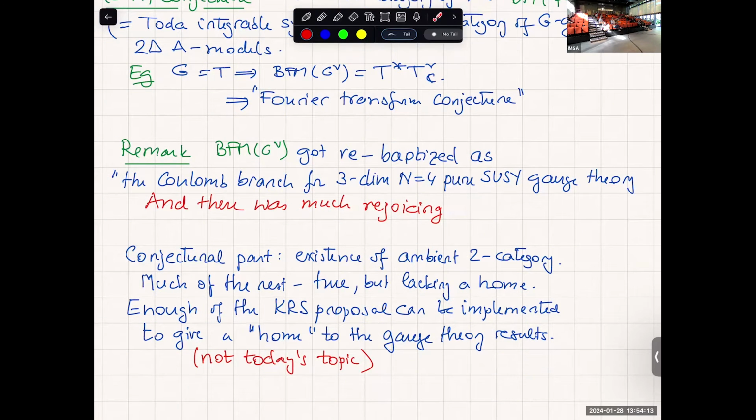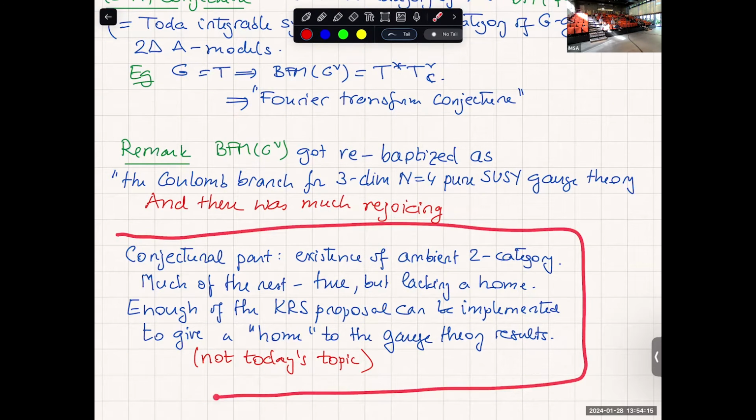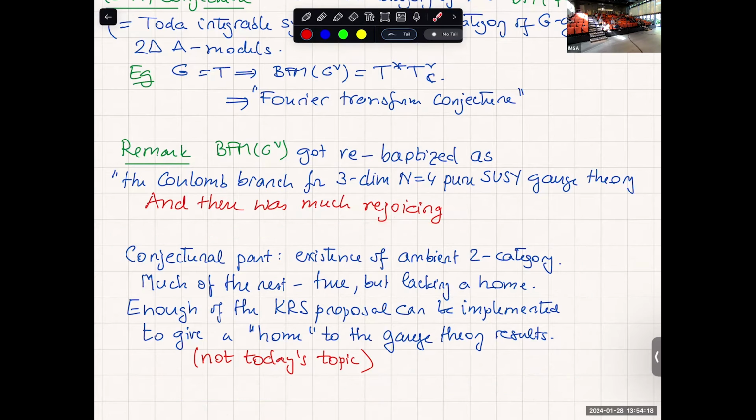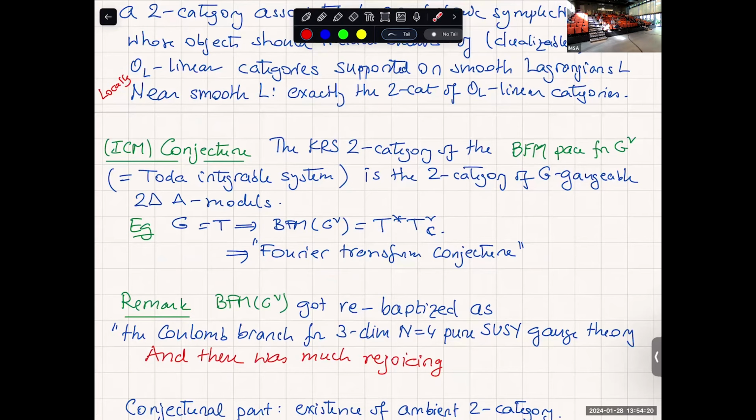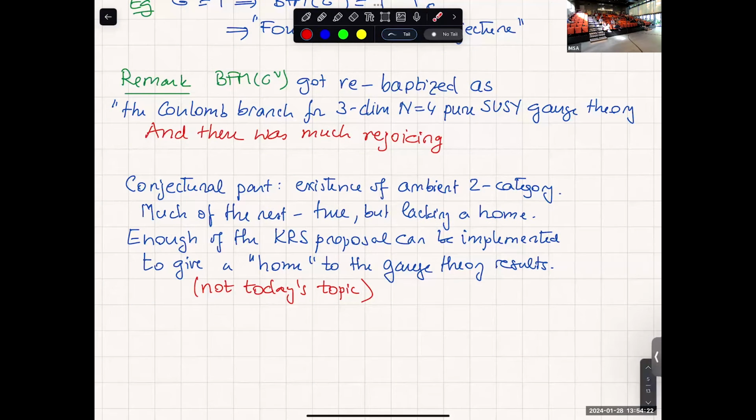All right, so the only really big conjectural part at the time was the existence of something like this, where everything lived. Actual calculations we know how to do, so they're actually checkable statements, they just didn't have a home.